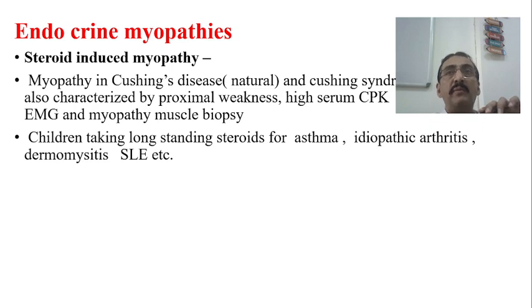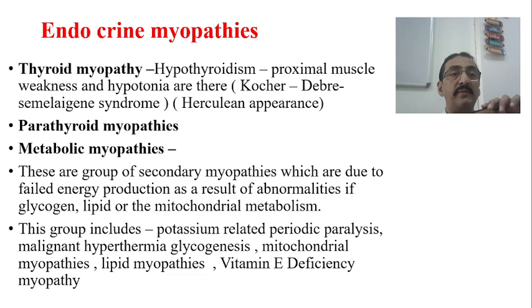So apart from all these muscular dystrophies, myopathies leading to muscle destruction and raised CPK level may be even seen in some of the endocrinopathies like steroid-induced myopathies. Children taking long-standing steroids, for example in case of asthma, nephrotic syndrome, idiopathic arthritis, dermatomyositis, SLE, etc., may develop these particular myopathies. Another important myopathy related to endocrine is thyroid myopathy. Hypothyroidism is the most common cause. Proximal muscle weakness, as we discussed many times in previous case studies, may be seen in hypothyroidism, and hypotonia will also be there.